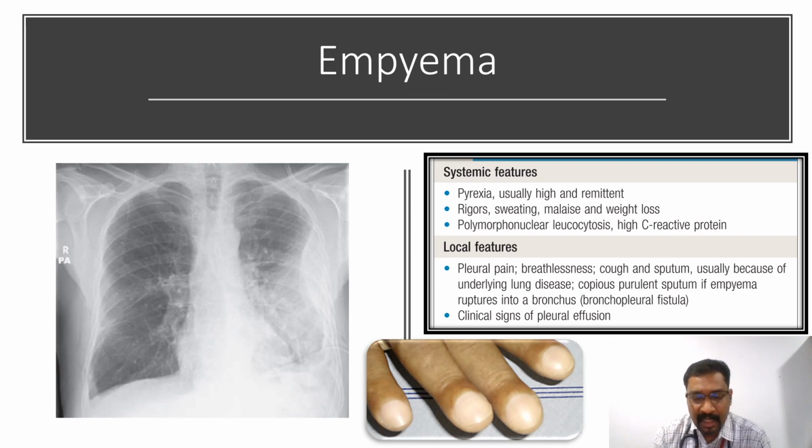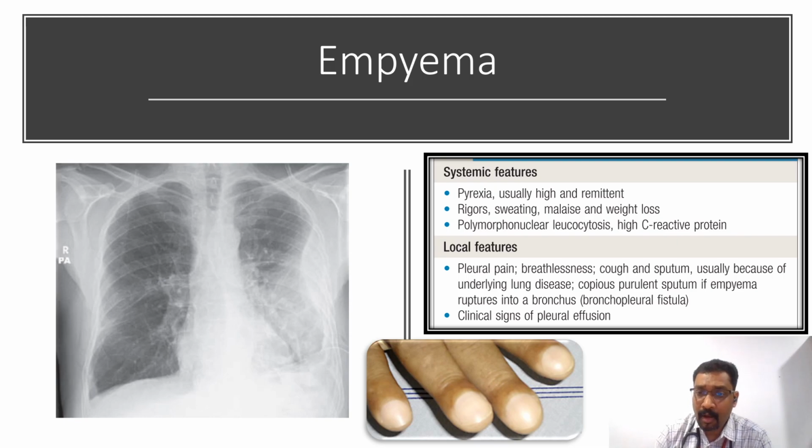An important type of pleural effusion is empyema, that is when you find pus in the pleural cavity. The systemic features include high-grade fever, which is usually remittent. Patients will have rigors, sweating, malaise, and even weight loss if it is present over a significant period of time. Patients will even have a polymorphonuclear leukocytosis as well as an elevation in the inflammatory markers like C-reactive protein. Pleural pain is present as in a pleural effusion, but it is much more severe. Sometimes there is even intercostal tenderness that you find.